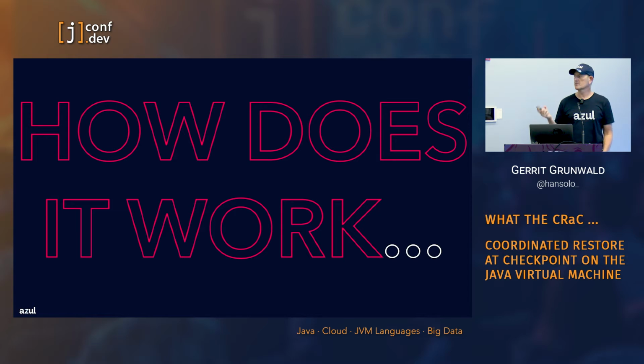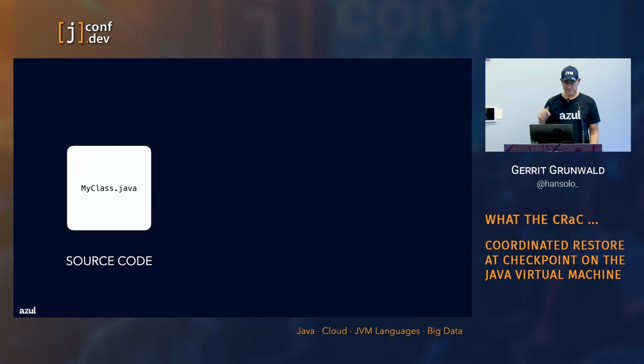The question is, how does it work? It's really hard to read, isn't it? If you can't read anything, just let me know. So I have just a very simple introduction on how the JVM works, and it's just to give you an idea what all this CRaC stuff is all about.